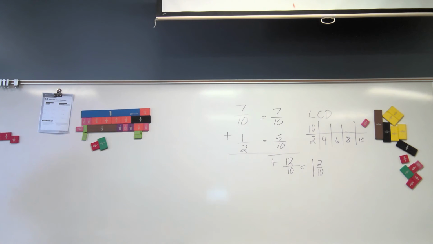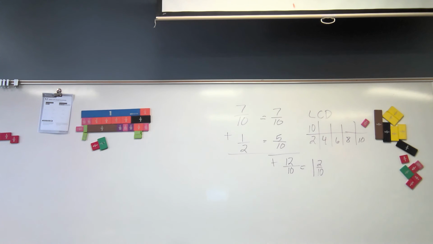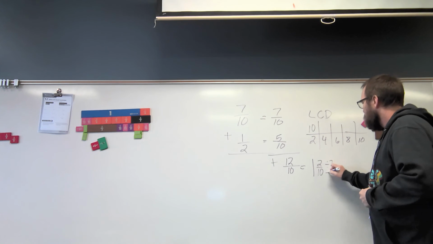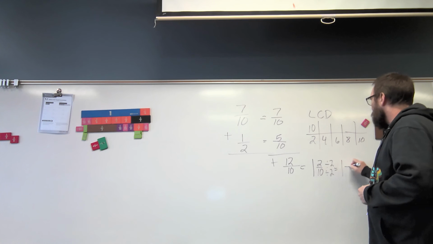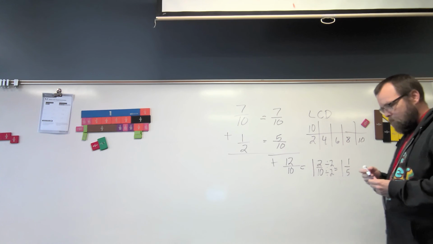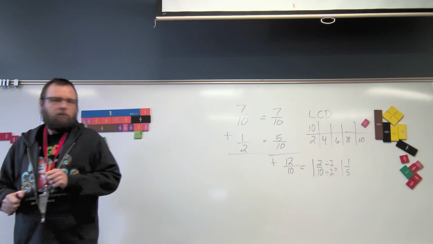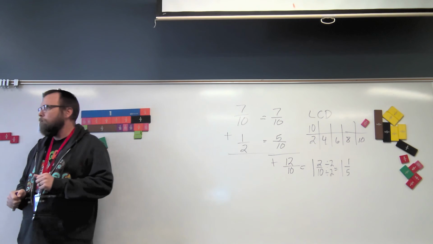However, Susanki is going to tell me that could be simplified, weren't you? They're both even numbers. So what can divide into every even number? 2. Every even number can be divided by 2. And now I'm going to get 1. And what's 2 divided by 2? 1. What's 10 divided by 2? 5. 1 and 2/5. 1 and 1/5.